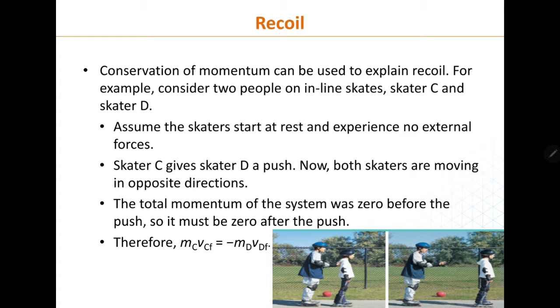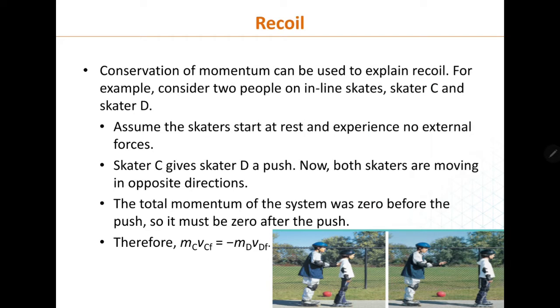So in the previous lecture we talked about conservation of momentum. Conservation of momentum can be used to explain recoil. For example, consider two people on inline skates, skater C and skater D. So let's suppose here we have two people. The first one is skater C and the other one is skater D.